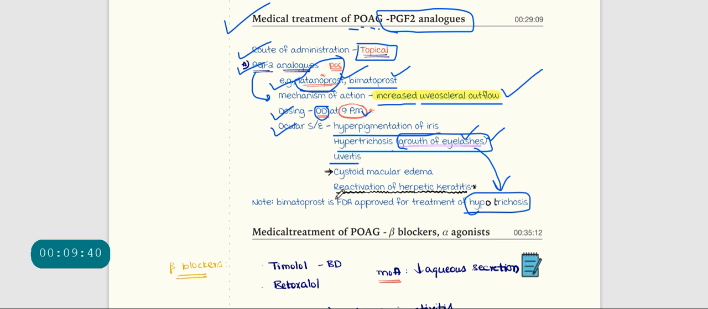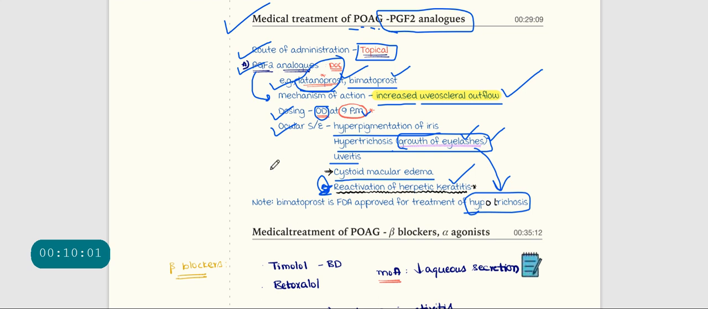It can also lead to cystoid macular edema and reactivation of herpetic keratitis. Okay, that is the most important one. Reactivation of herpetic keratitis is a side effect for these drugs.